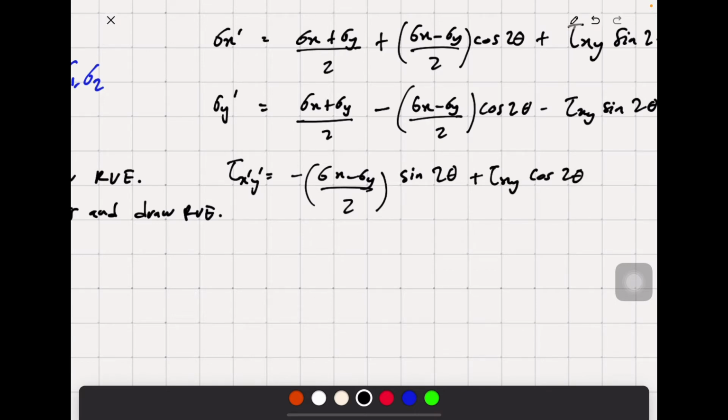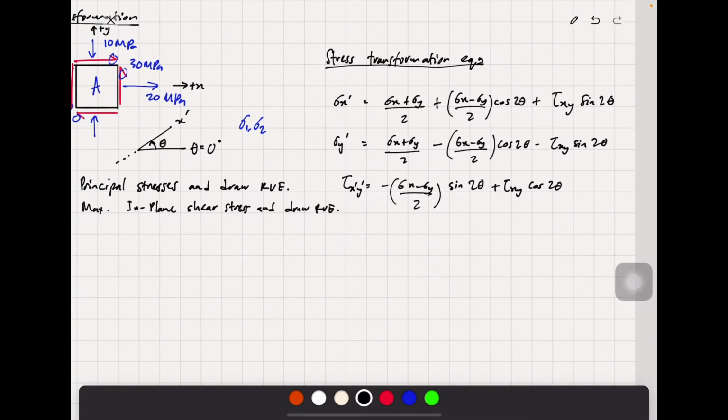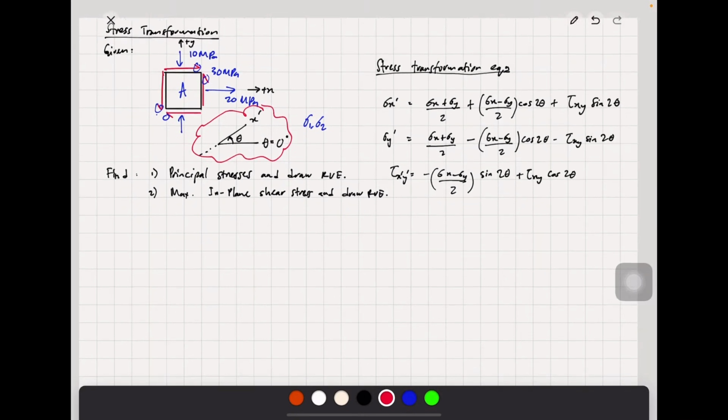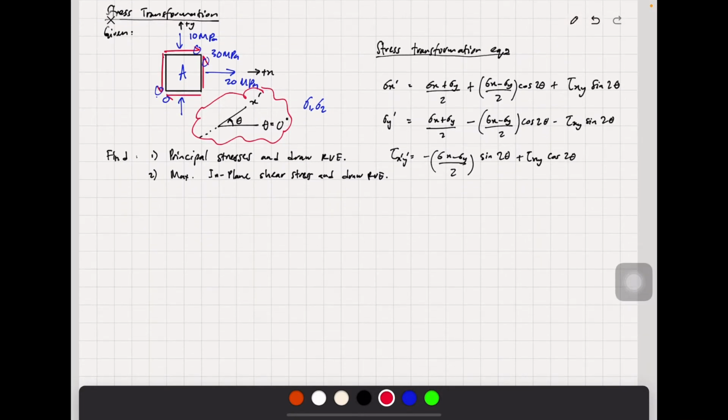So what does it mean by the prime of subscript xy? It is showing that if you are given a certain angle, this is what I'm trying to highlight over here, you're going to put that in the theta, and you will get your sigma x prime, sigma y prime, tau x prime y prime slanted at an angle.